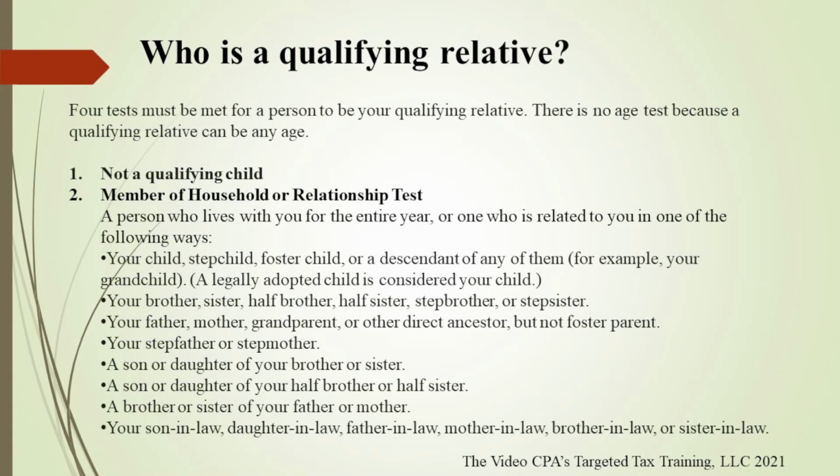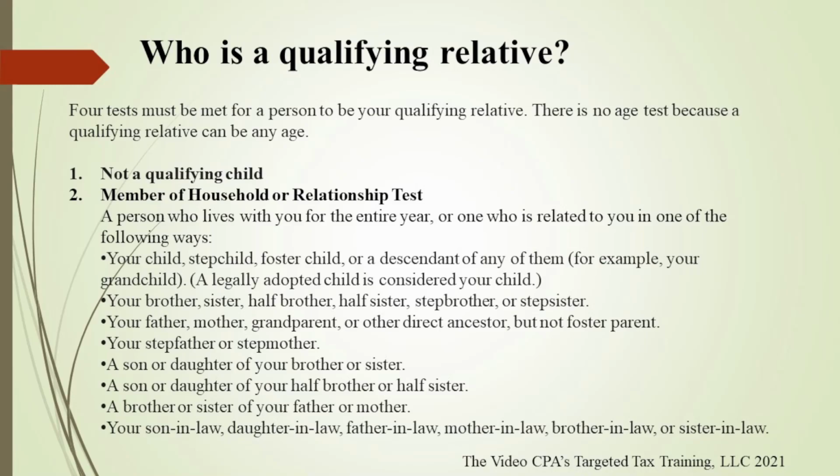Okay. Qualifying relative has 4 tests, basically. There's not an age test for a qualifying relative because a qualifying relative can be any age. So your first test is whether or not this is a qualifying child. If it's a qualifying child, well, then it cannot qualify as a qualifying relative. Okay, so your first test is it cannot be a qualifying child. All right, and we just went through the tests on that.